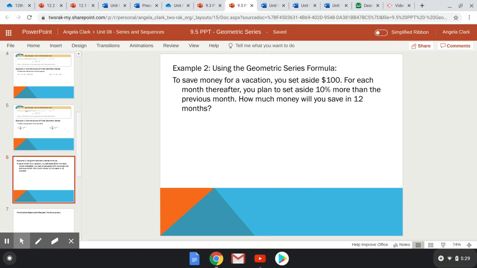Hey guys, all right, 9.5 geometric series word problem.